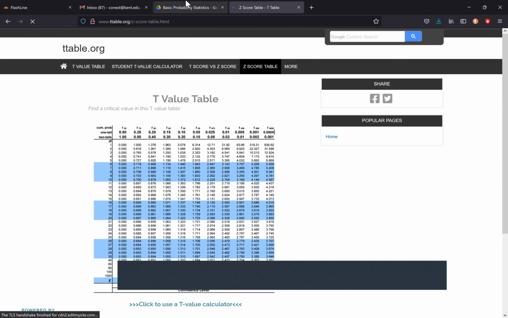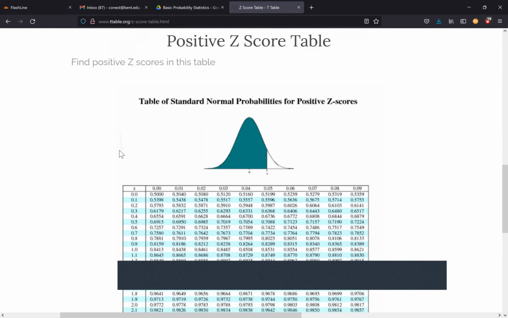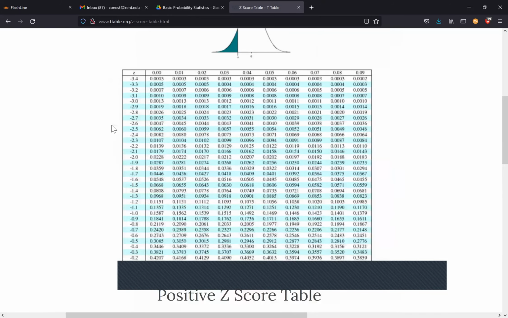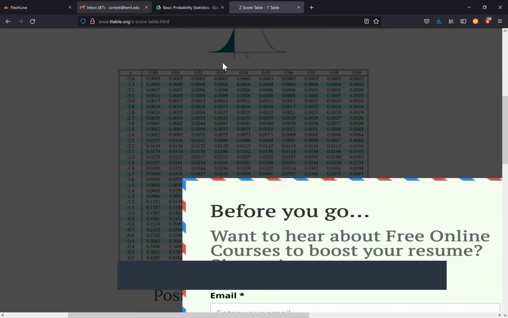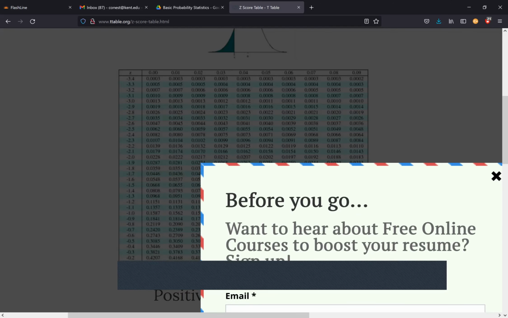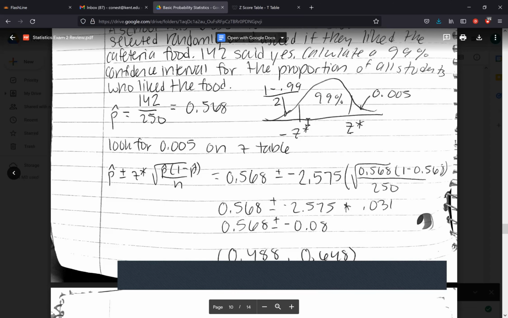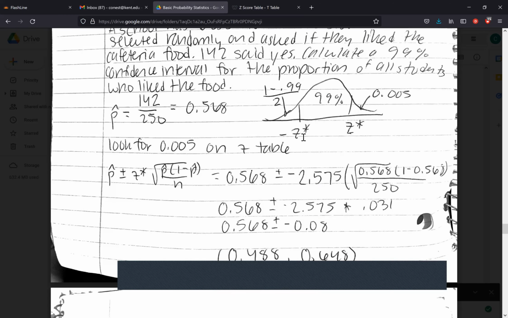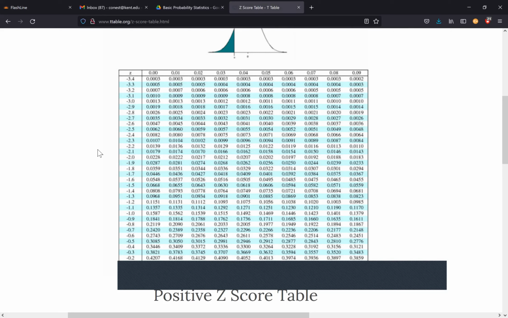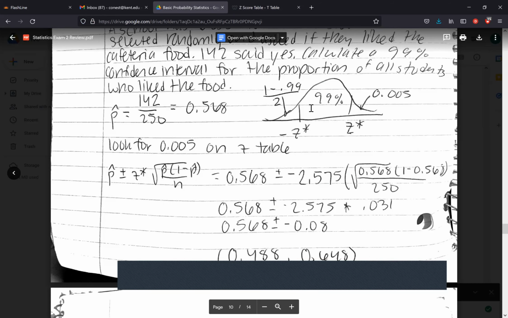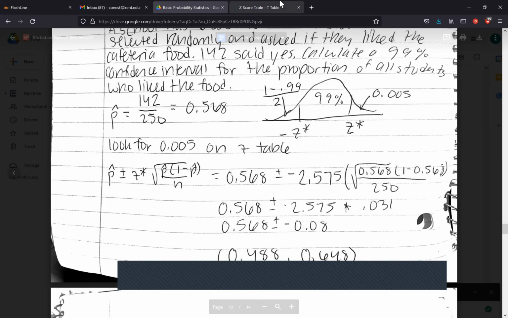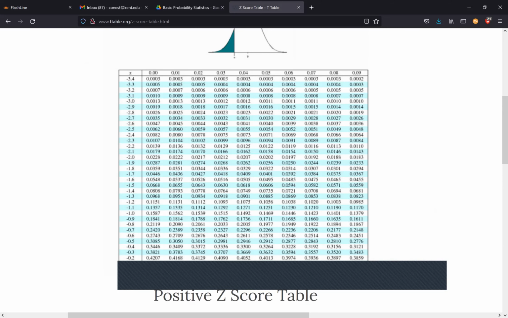Okay, so we're looking for a negative z star. So it's going to be on the negative z table, and I'm looking for a probability of 0.005, which is going to be in the middle.